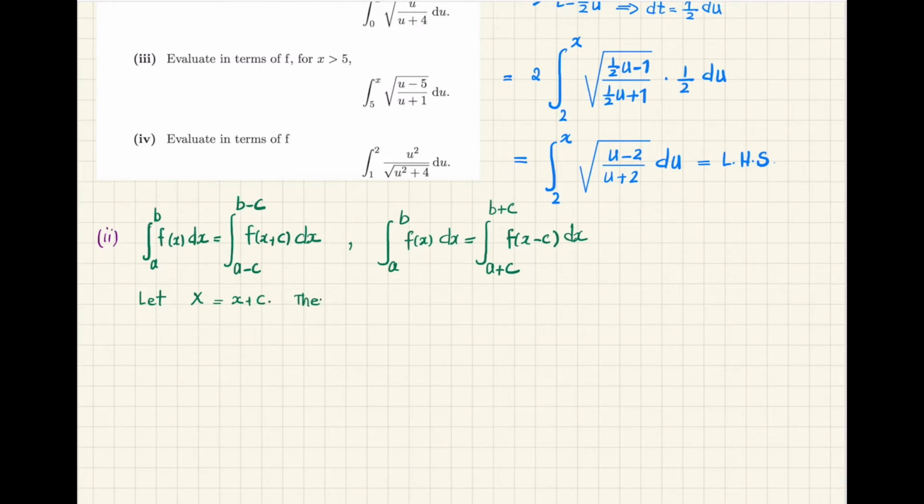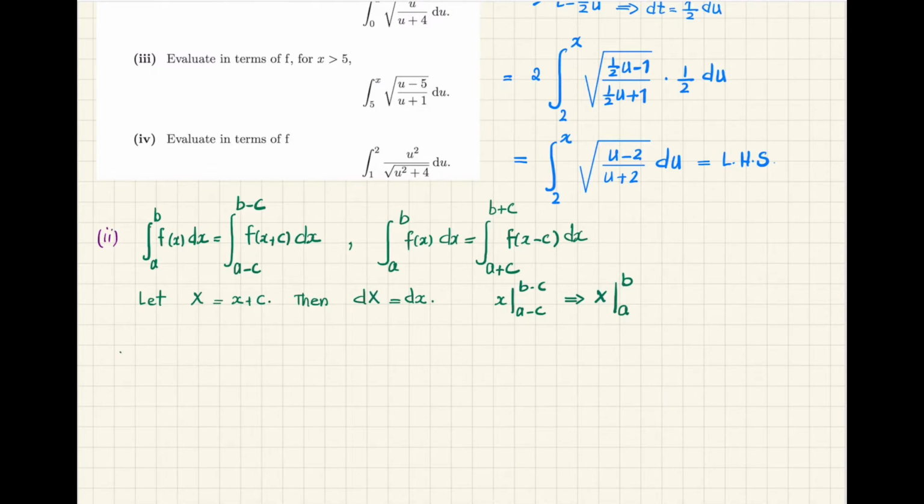Then it's clear that d of capital X is the same as dx. And we also know that here the x value goes from a minus c to b minus c. Okay, so it means that my capital X, so let me write it down. We know that in this integral on the right hand side, x goes from a minus c to b minus c. So this implies that the capital X goes from, if I put a minus c here, then I will add a c to it, so it becomes a. So capital X goes from a up to b for the same reason.